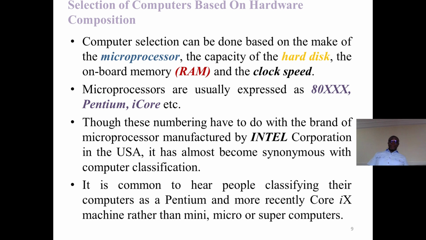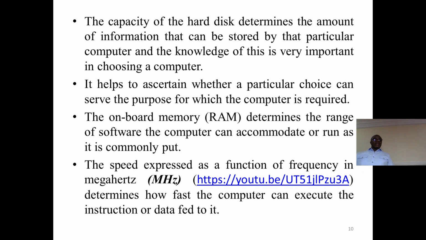It is common to hear people classifying their computers as a Pentium computer and more recently Core i3, i5, i7 machine, rather than talking about the mini, the micro, and the super computers. The capacity of the hard disk determines the amount of information that can be stored by that particular computer, and the knowledge of this is very important in choosing a computer. It helps to ascertain whether a particular choice can serve the purpose for which the computer is required.